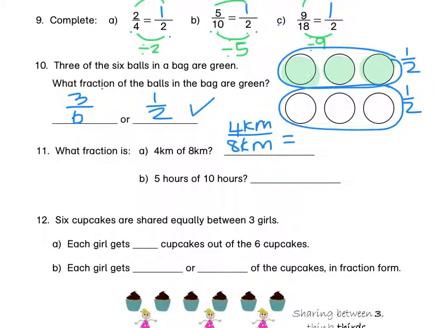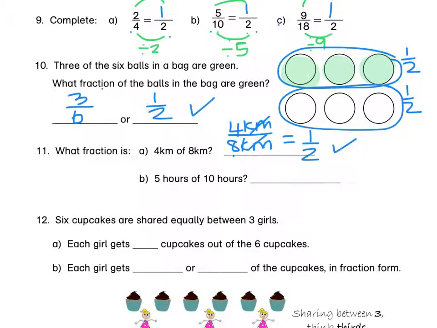Now 4 divided by 4 is 1 and 8 divided by 4 is 2. We have no units in our answer and the final answer is 1/2. That means that 4 kilometers is 1/2 of 8 kilometers, which makes sense.